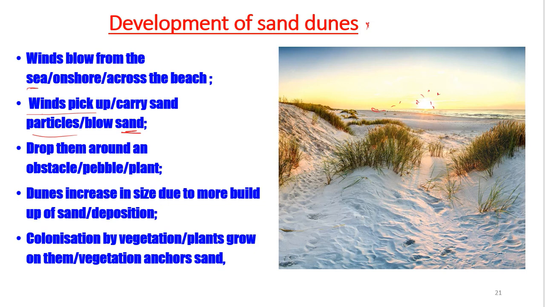And it now gets to where there is an obstacle, like a plant, grasses. What happens is it will now drop. It will be deposited at the base of this obstacle. So it drops them around an obstacle, pebbles, a plant. So the dunes will increase in size due to more buildup of sand and deposition. Once there is buildup of sand, the pebbles, the plant will stop the sand from moving because of the wind that comes with it. It gets deposited, and this deposition will build up over time to form a sand dune.